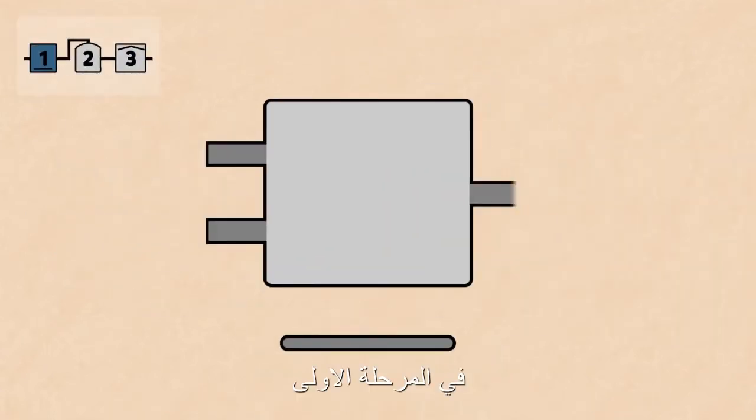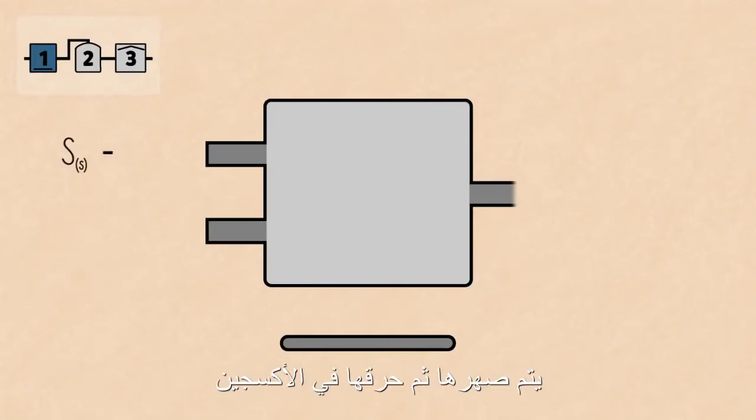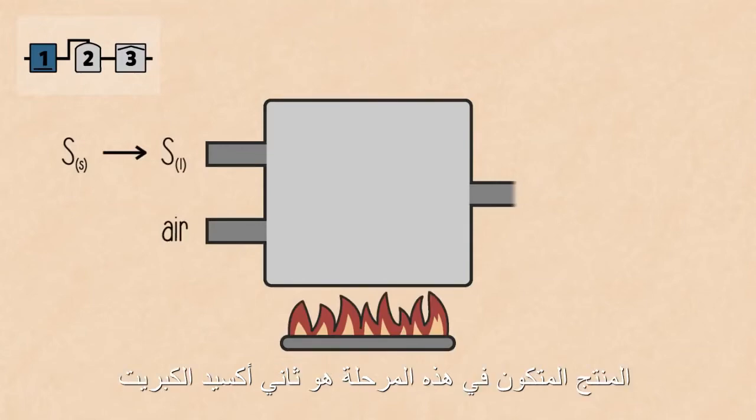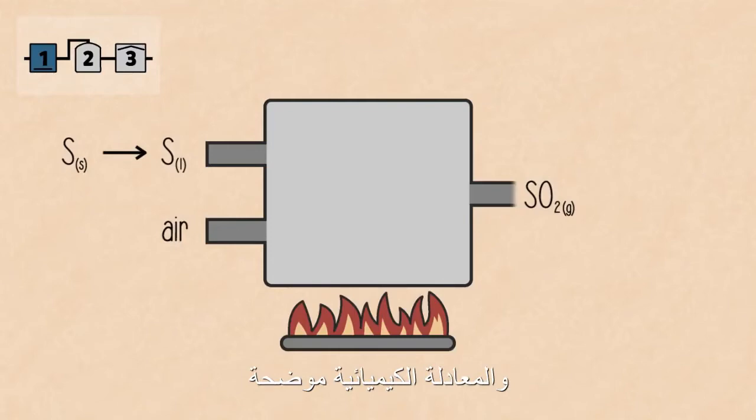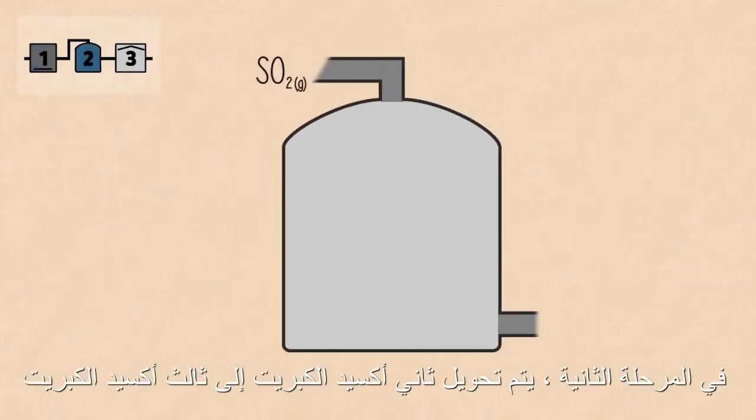In stage 1, sulfur is obtained in its elemental form, a solid. It is melted and is then combusted in oxygen. The product formed at this stage is sulfur dioxide, and the chemical equation for this is shown. In stage 2, the sulfur dioxide is converted into sulfur trioxide.